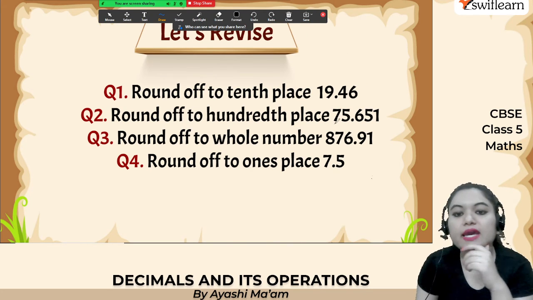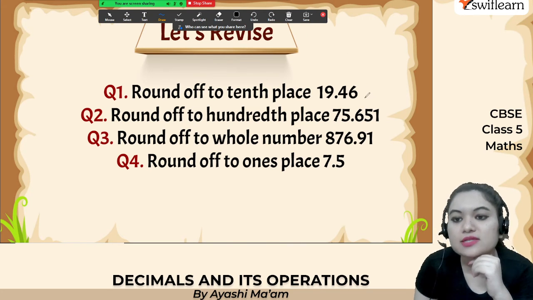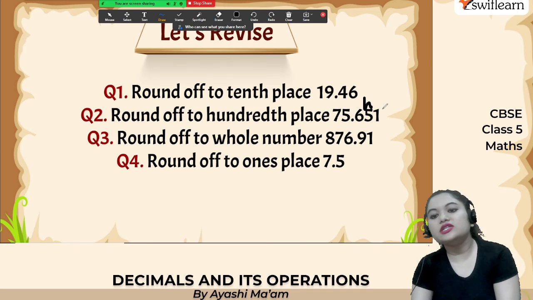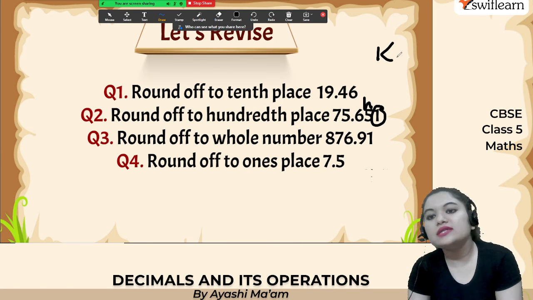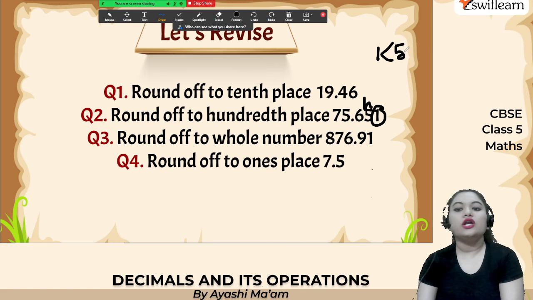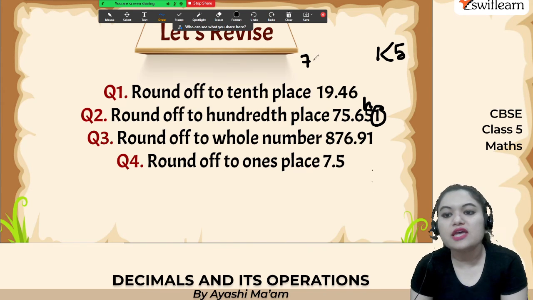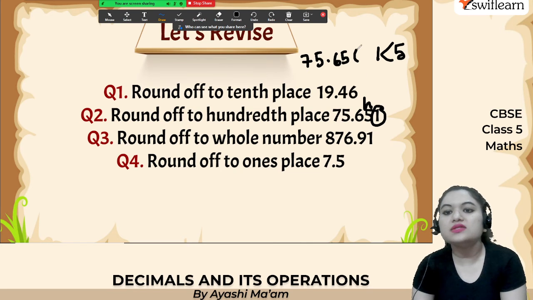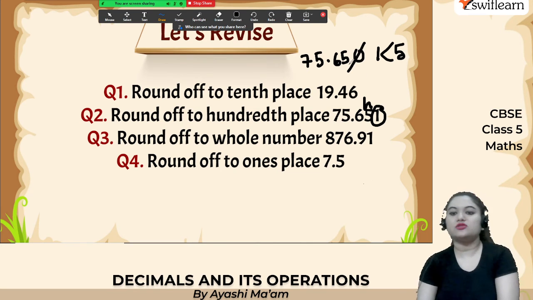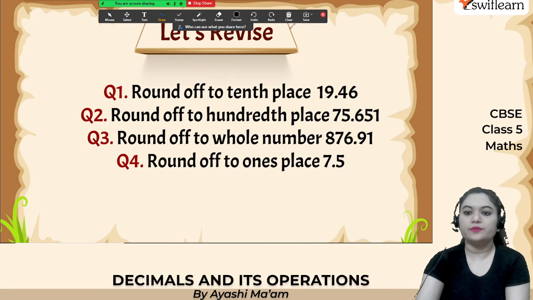What will happen to the second one? Round off to 100th place. This is our 100th place. What is the digit right next to it? 1, and 1 is less than 5. Therefore, no change. So our answer will be 75.65. Up to 100 we are writing, and this is turning into 0. You can ignore it as well, and this will be your answer.